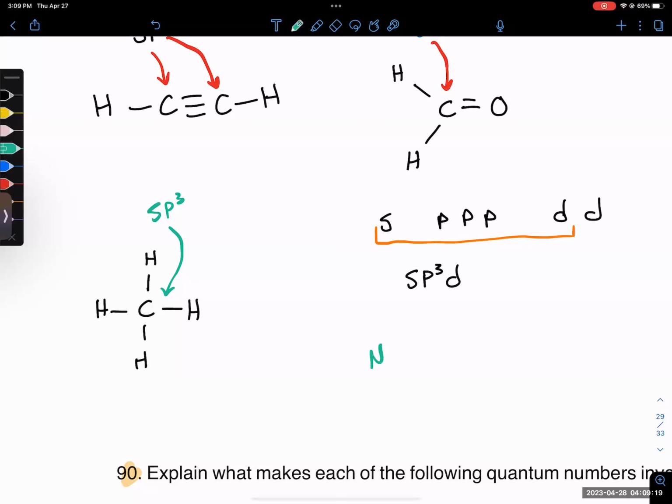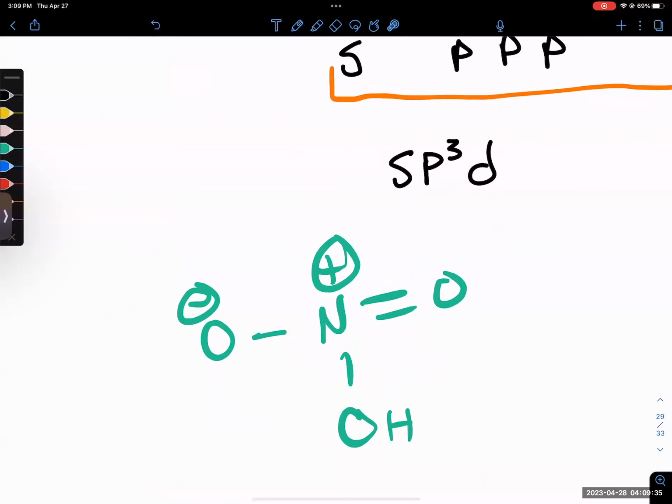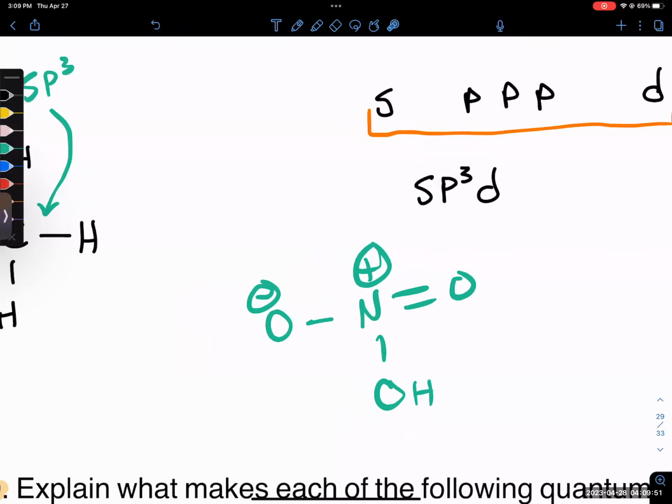So we have nitrogen here, and this is going to be nitric acid. This nitrogen has 1, 2, 3 electron regions. Even though it has a positive charge, it is still going to be what hybridization? sp2, right? So we have s, p, p. So sp2 hybridized, despite having a charge on it.